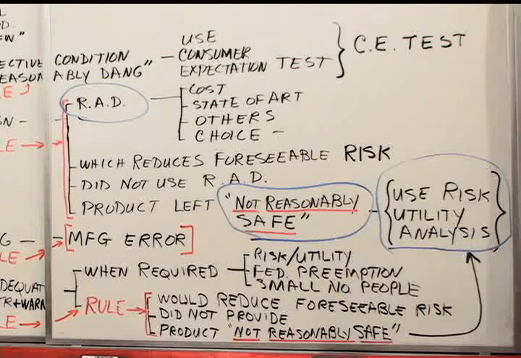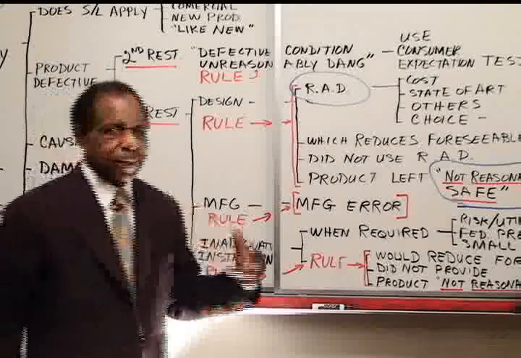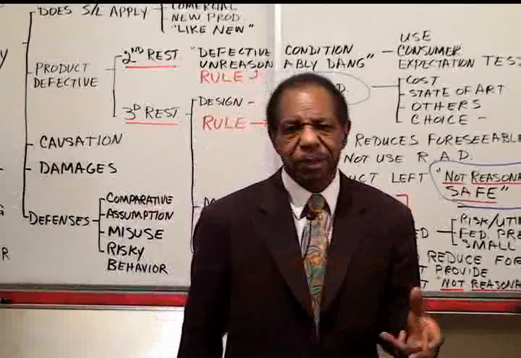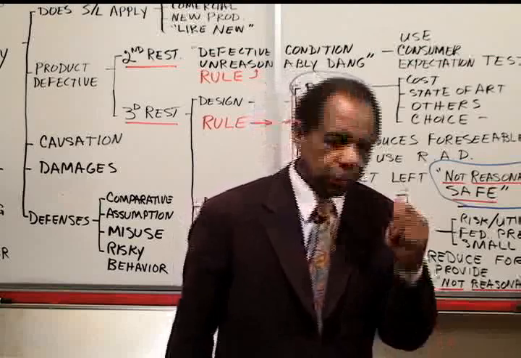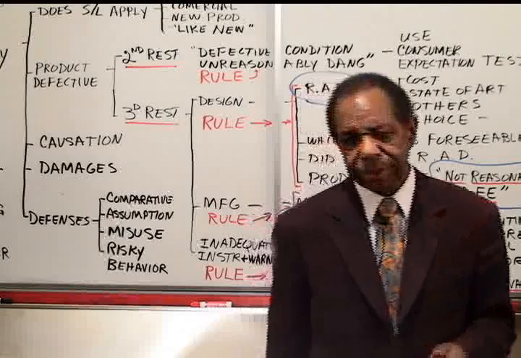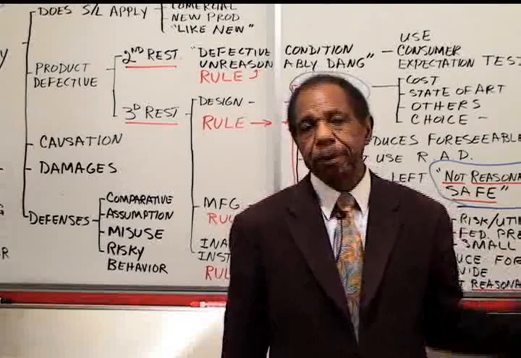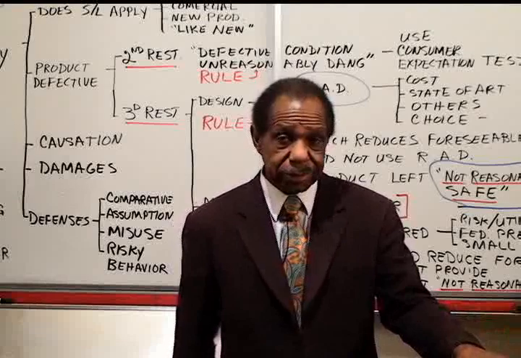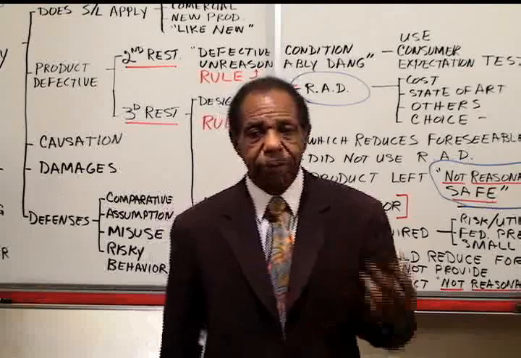So now, let's go next to manufacturing defect. A manufacturing defect occurs when the product doesn't come off the assembly line the way it was supposed to. Now, when there is a manufacturing defect, that product is automatically defective. It is not a question of whether or not this particular thing made it unreasonably dangerous. In the case of design defect, if you put the kill switch where it was, down low, you created a product that is not reasonably safe.